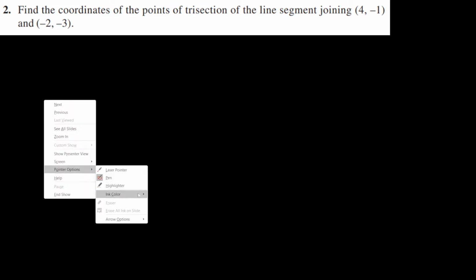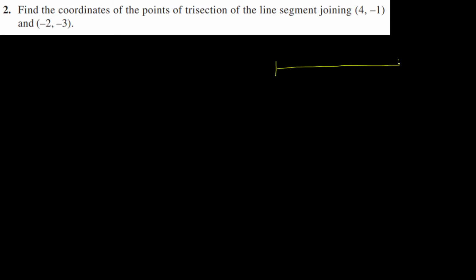Okay, so in this question, the question is: find the coordinates of the points of trisection of the line segment joining (4, -1) and (-2, -3). Very simple. First of all, let me explain the concept behind the word trisection. Trisection means dividing a line into three equal parts.